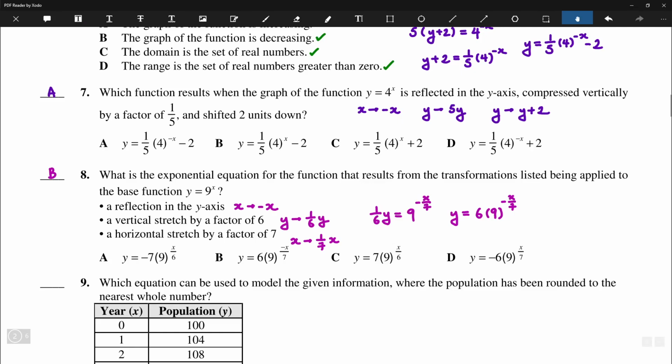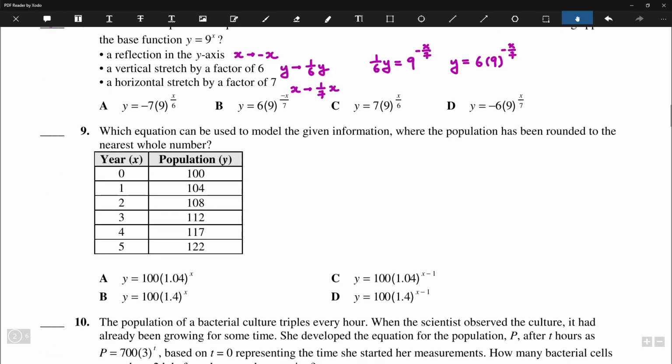Okay, number 9. So it's a little bit easier just to look at the first 2 steps. Now we are looking at exponential growth in this table, and the growth rate going from year to year appears to be 4%.